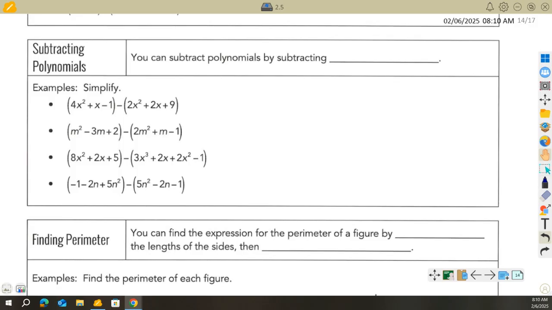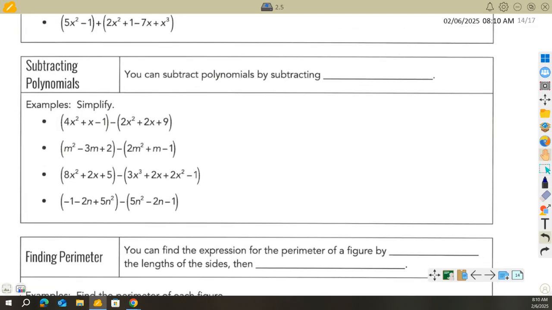So now we're going to look at subtracting polynomials. You can subtract polynomials by subtracting like terms. Remember with these, we have this polynomial being subtracted from this polynomial. We have that subtraction sign, which gets distributed out to every single term. So all of these terms are going to change signs.